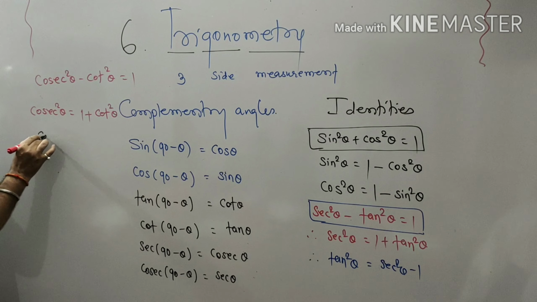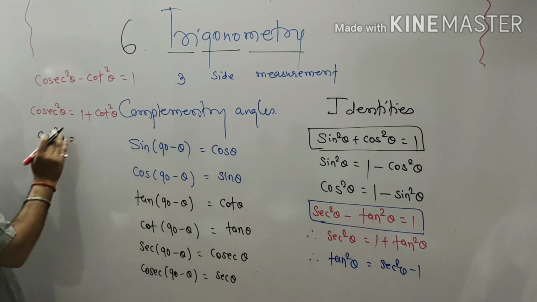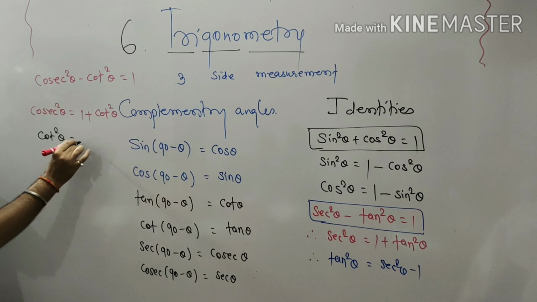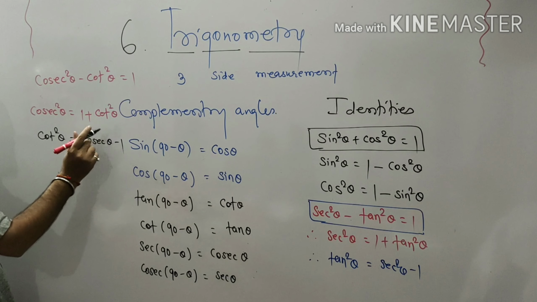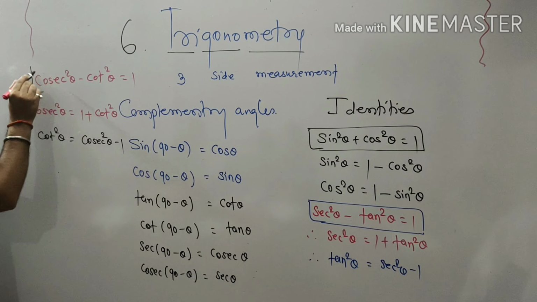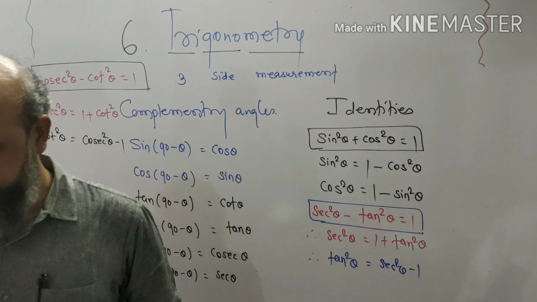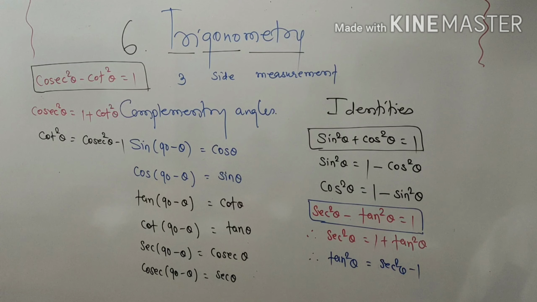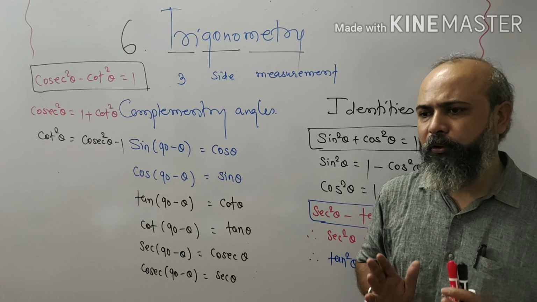And if I ask what is the value of cot square theta, similarly we transfer this to the right hand side, so this becomes plus, and 1 to the left hand side. You will get cosec square theta minus 1. So these are the trigonometric identities. We have three: sin square theta plus cos square theta is equal to 1; sec square theta minus tan square theta is equal to 1; and cosec square theta minus cot square theta is equal to 1.